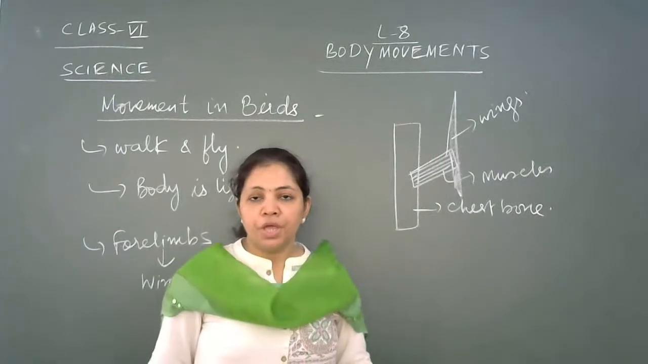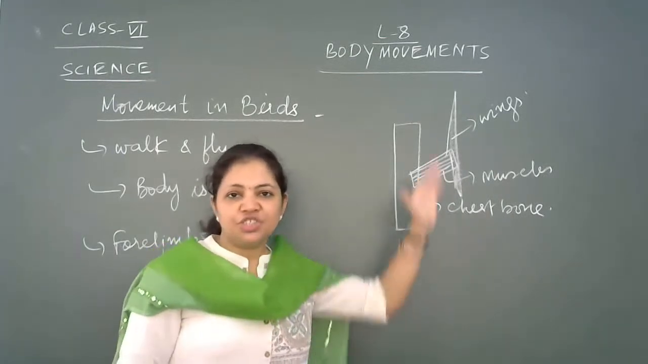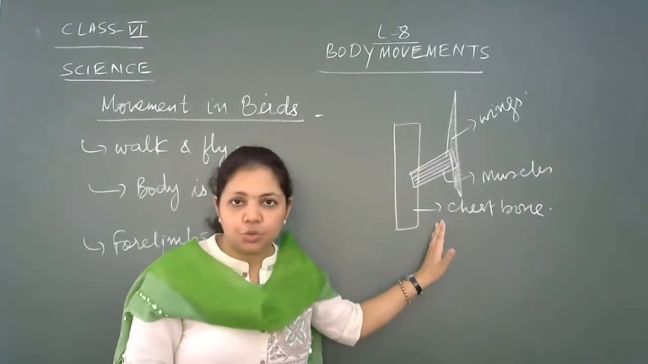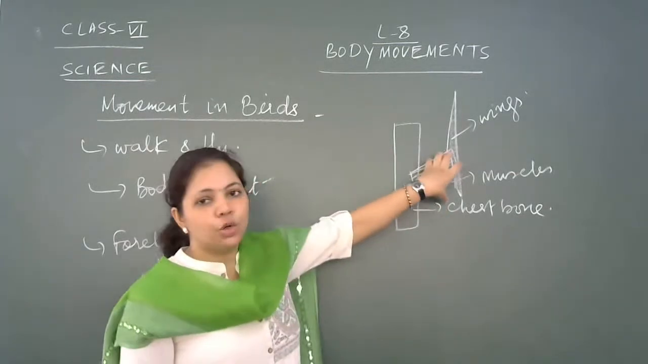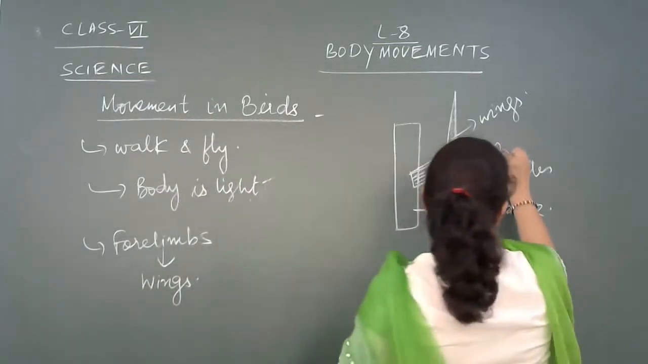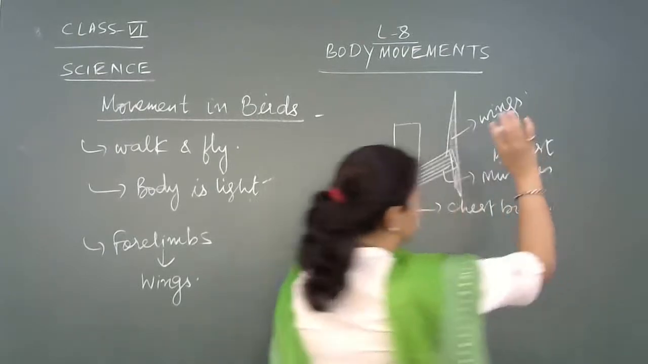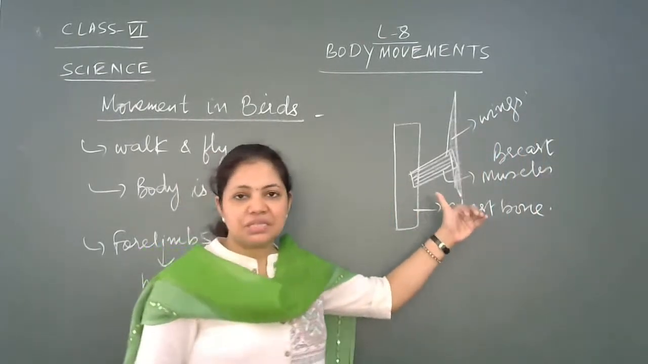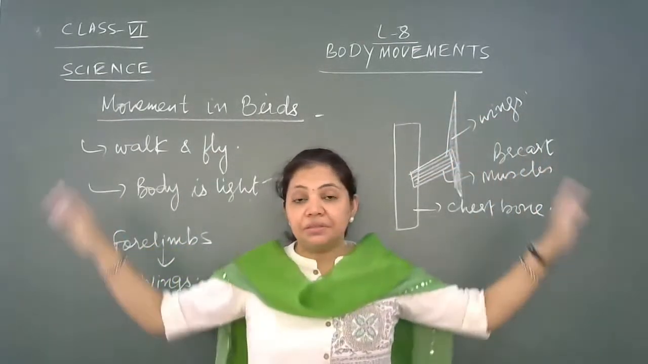So in its endoskeleton, the chest bone is present in the center of the body. Muscles, especially the breast muscles, are connected to the chest bone, right? And these muscles are connected to the wings on either side.